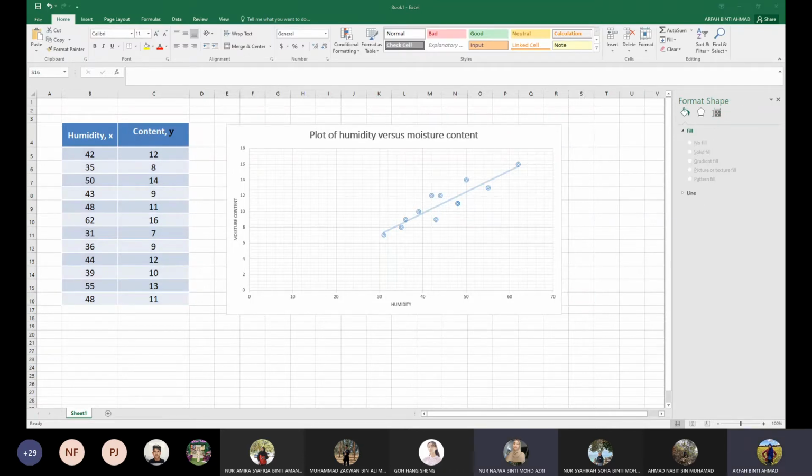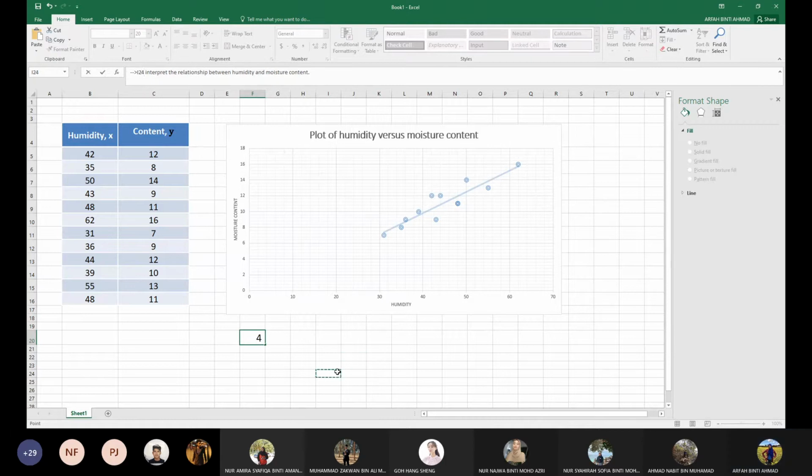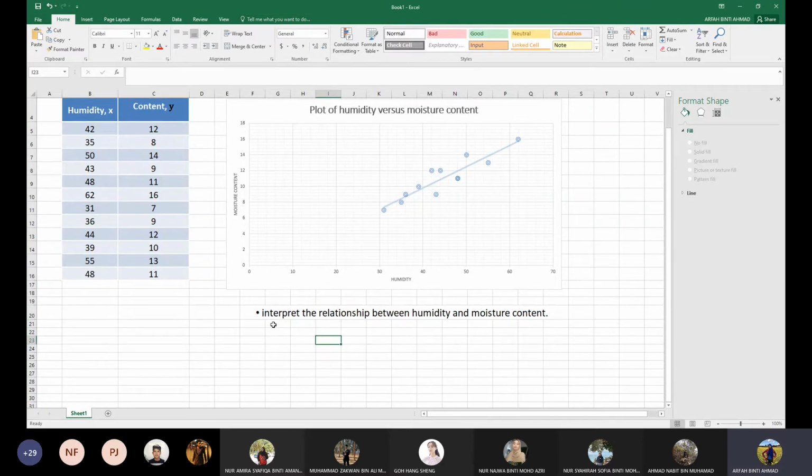So, okay, done. So, soalan dia sebenarnya, plot the scatter diagram and interpret the relationship between humidity and moisture content. Okay. So, itu soalan dia. Interpret the relationship between humidity and moisture content. So, macam mana nak interpret the relationship between humidity and moisture content? Apa interpretation yang boleh kita bagi for this one?